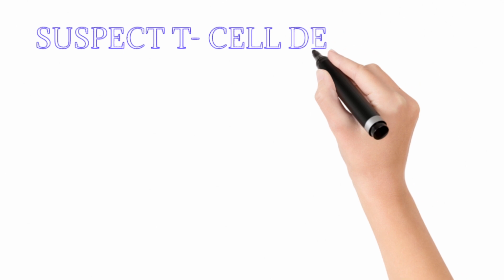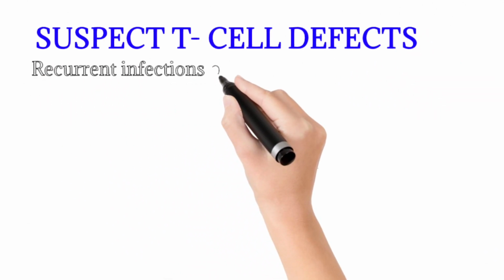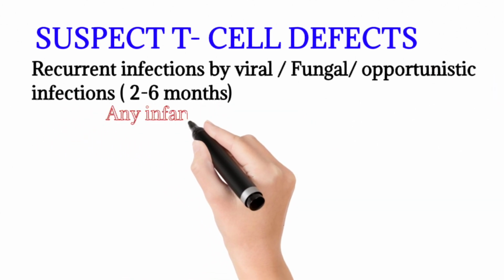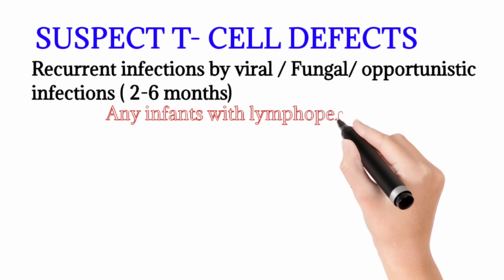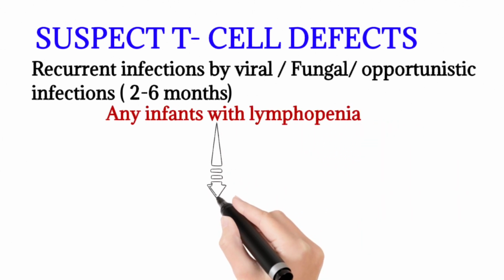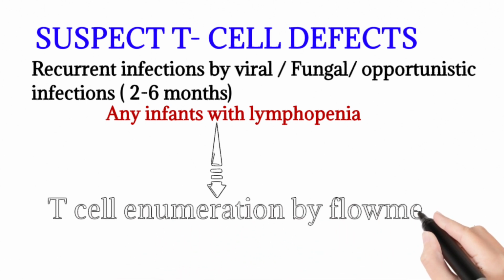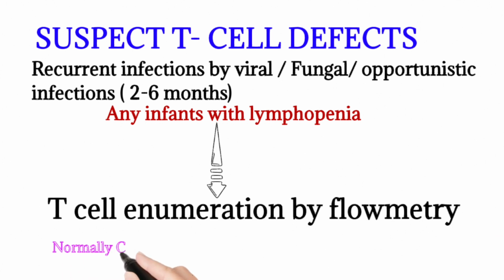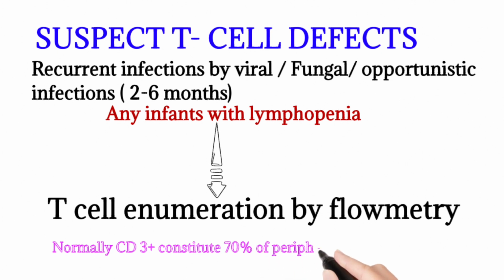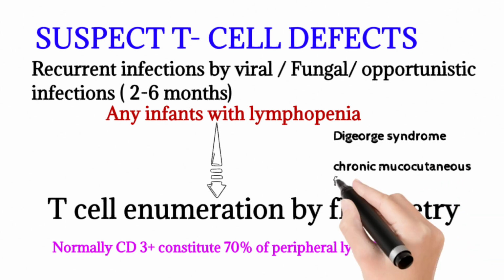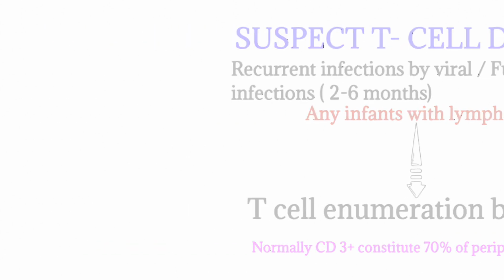Now, when to suspect T cell defect? The history has opportunistic infection, viral, fungal, and the age group is 2 to 6 months. Any infant with lymphopenia. If the child's WBC is low and lymphocyte count is low, then we go for T cell enumeration by flow cytometry, as we know that T cells normally constitute 70% of peripheral lymphocytes. T cell defects include DiGeorge syndrome and chronic mucocutaneous fungal infection.